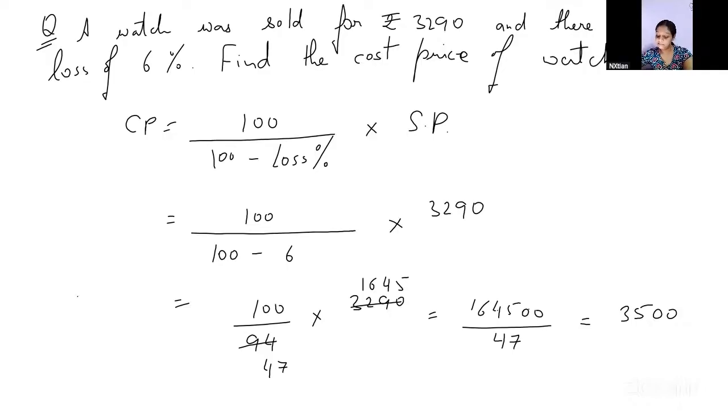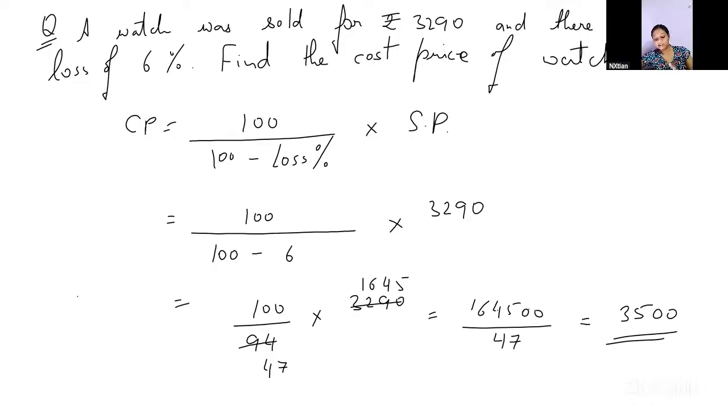3,500 is my cost price. Okay, 3,500 is my cost price. When you divide 164500 by 47, you will get 3,500 as your cost price. Understood how we calculate the cost price?